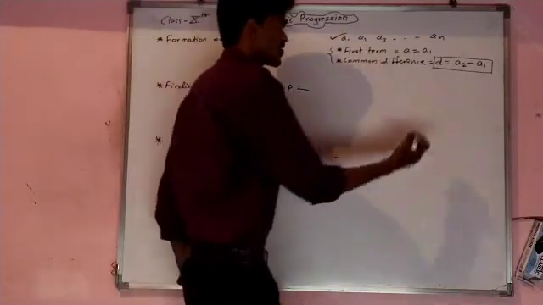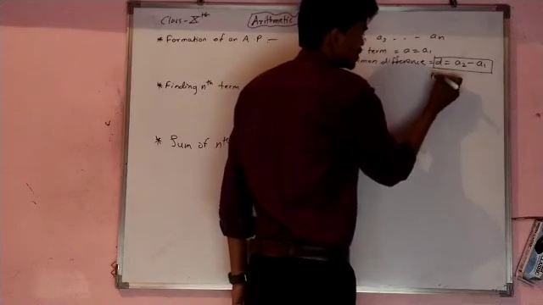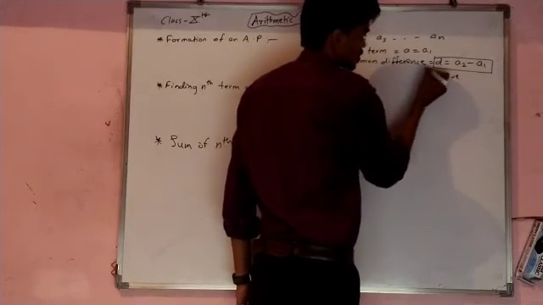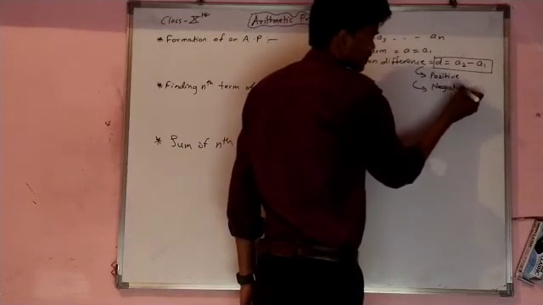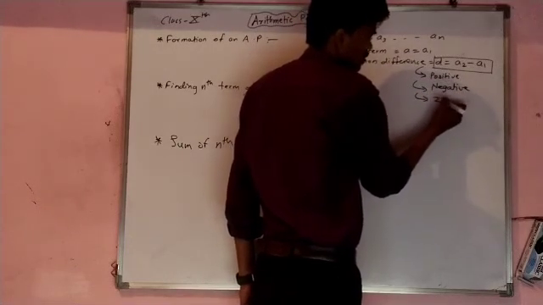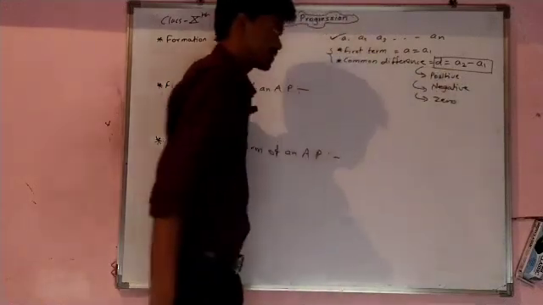So basically the common difference can be positive or negative or 0, anything is possible.